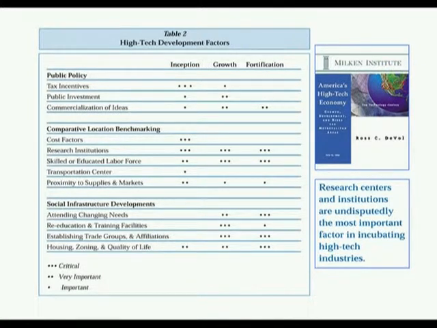This is from a study done a few years ago by the Milken Institute. And what they try to do is look at policy factors, that's in the left-hand column, and their importance during the inception, growth, and sustenance or fortification of tech businesses. And you get 0 to 3 stars. Okay? And the ones that get the most stars across the board are research institution, quality of labor force, and housing, zoning, and quality of life.